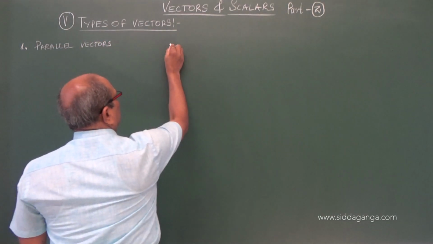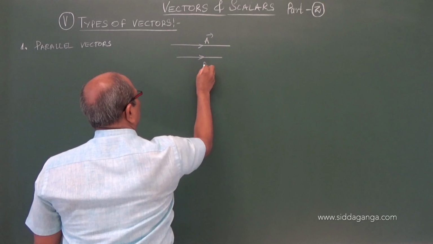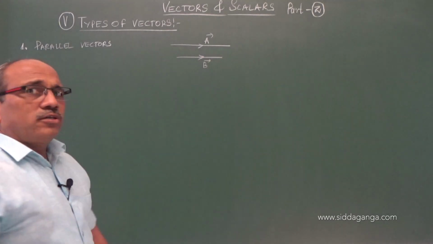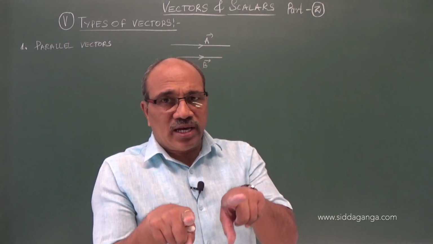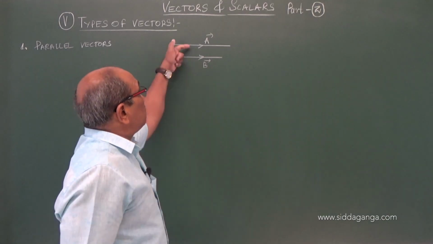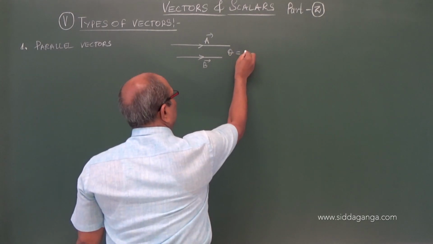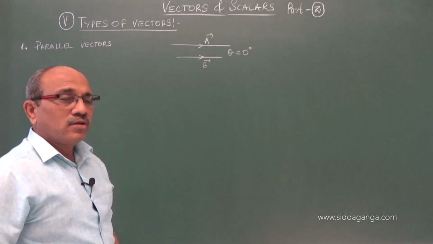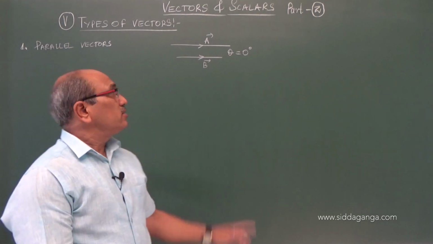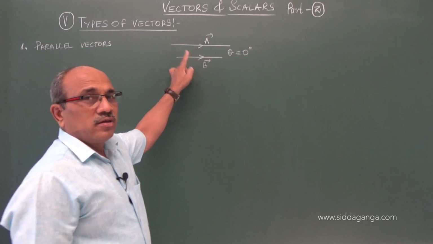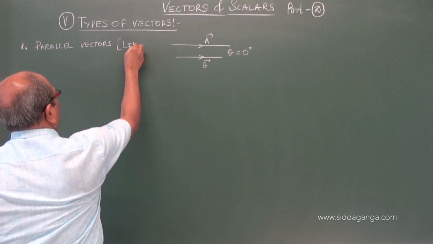I told you parallel vectors, this is vector A and vector B. You have to think two things here. One, the lines of action of the two vectors must be parallel to each other. That means the angle between them must be 0 degrees, so the direction must be the same. Not only parallel, theta 0 implies direction must be the same. Then we call them like parallel vectors.